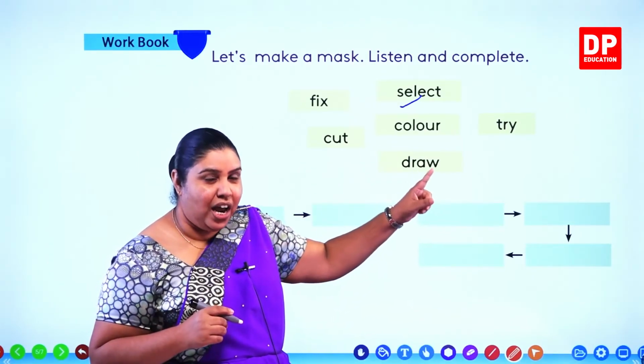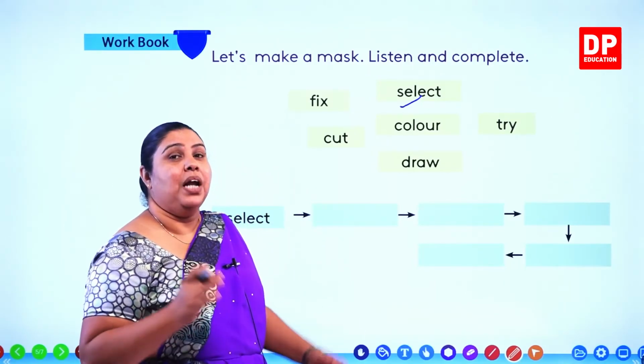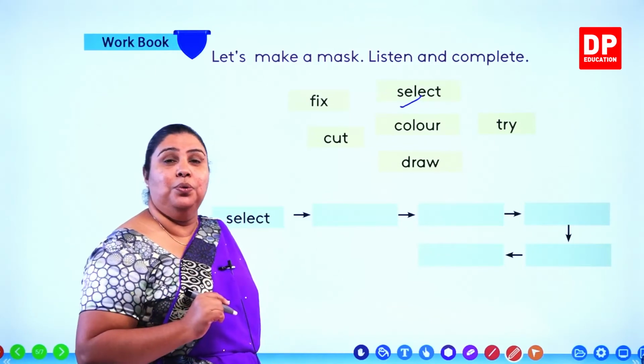Now here it says try. So what is the next step that we follow? After we select the shape, what do we do?